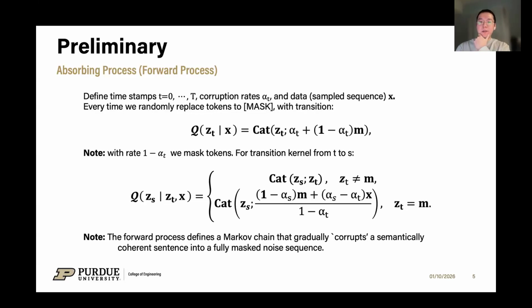I think you first need to have the corruption rate. So you first need to have a time step, and the time step corresponds to a corruption rate. And once you have the corruption rate, you can use this equation. If we have an intermediate step t, you use this equation to calculate the probability at this state, how it goes from the data to the intermediate state zt.